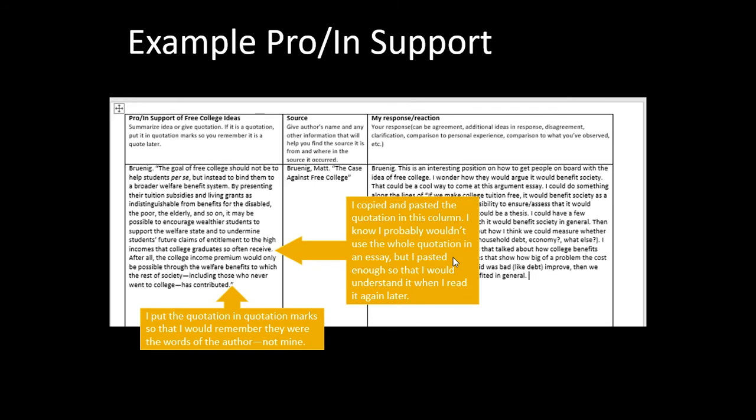Okay, so we're going to look at each page specifically, and I'm going to show you an example of what I filled out when I was filling it out.